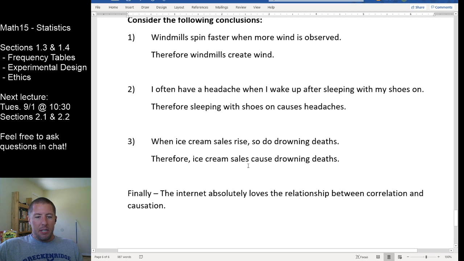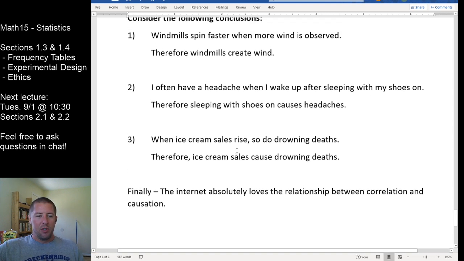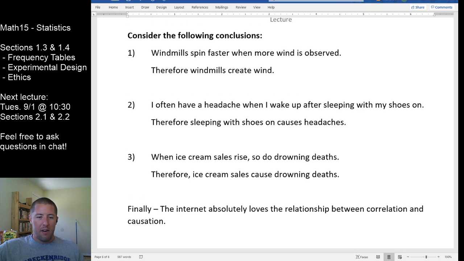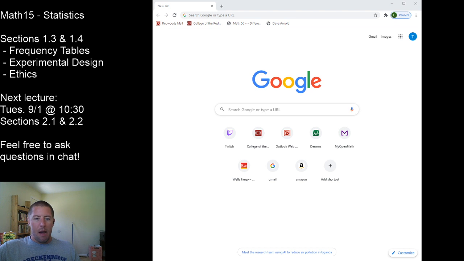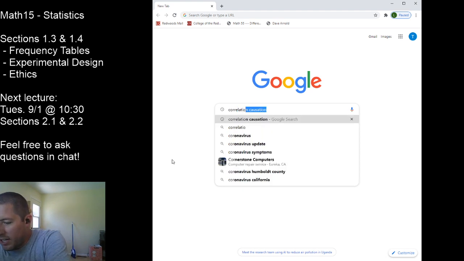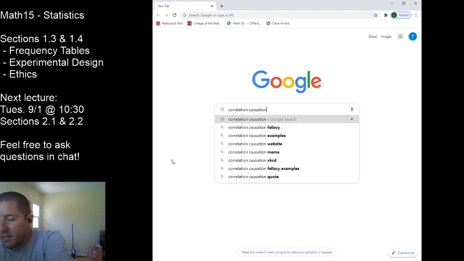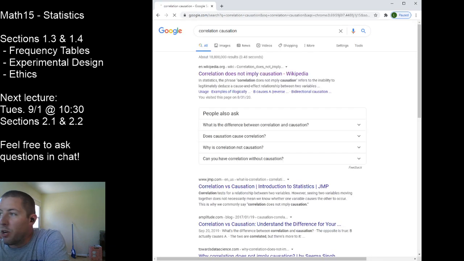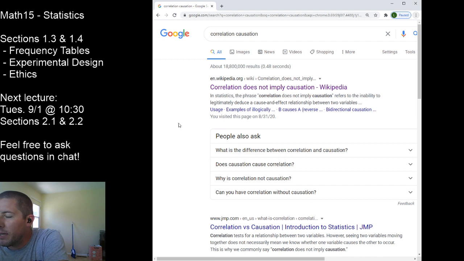So finally, last thing I want to do here, give me 5 minutes of your time so we can laugh about some funny things on the internet together and we'll call it a day. The internet absolutely loves the idea of the relationship between correlation and causation. So let's go see some of these funny things on the internet right here. So I'm going to pop over to my browser window here and let's go take a look at some of these things. All I'm going to do is Google here "correlation causation," and that's all I'm going to Google. And when I Google this, let's zoom in a little bit right here.